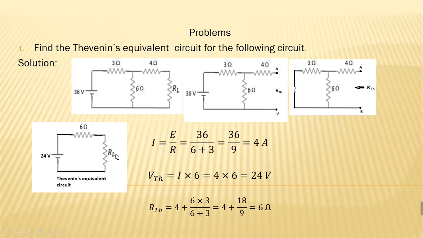Finally, what we have to do? Connect back the load resistance. So this completes our problem. The problem asked us to determine the Thevenin equivalent circuit for the given network. So this is the Thevenin equivalent circuit for this given network. In this way, using Thevenin's theorem, a given two-terminal network can be reduced to its simplest form.